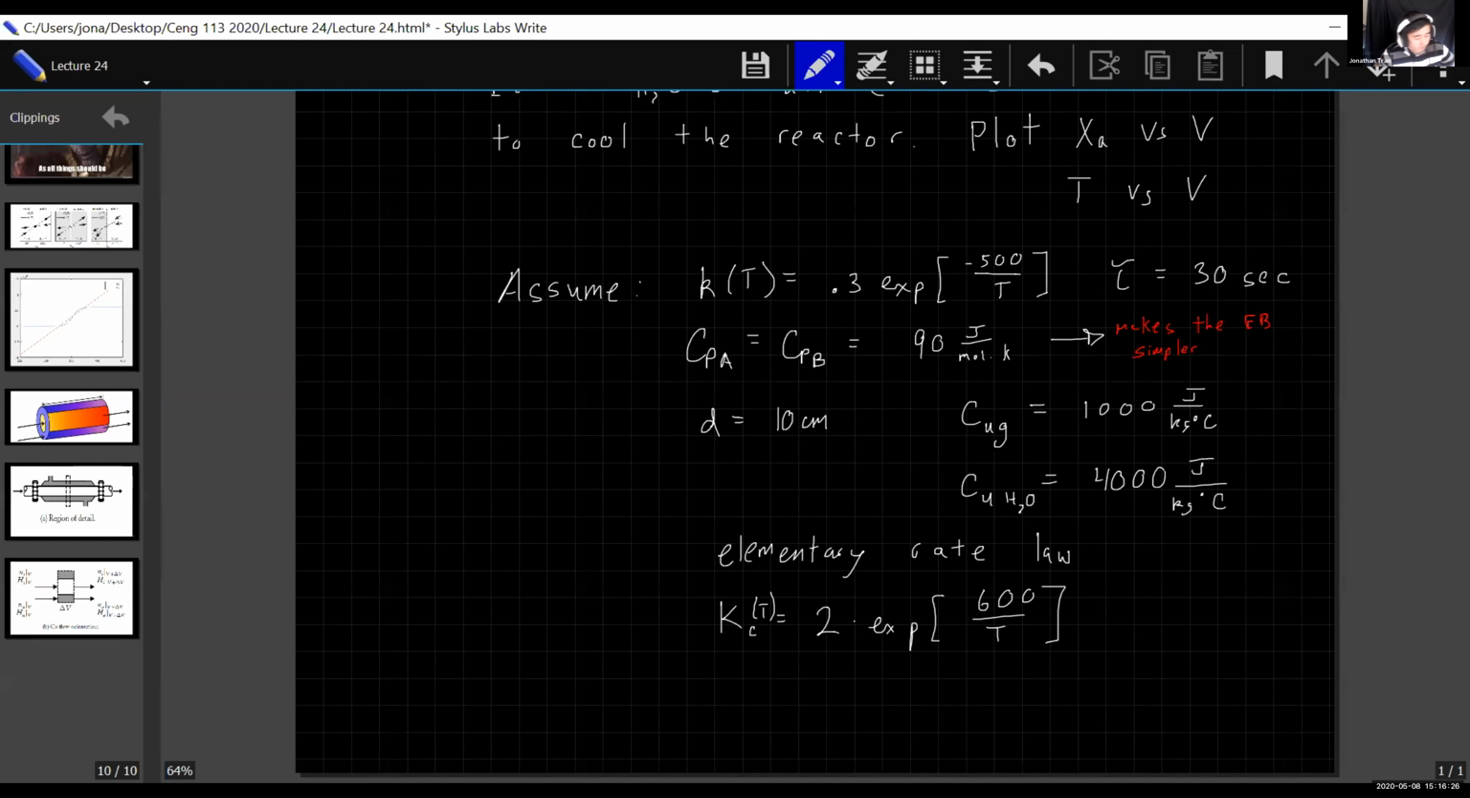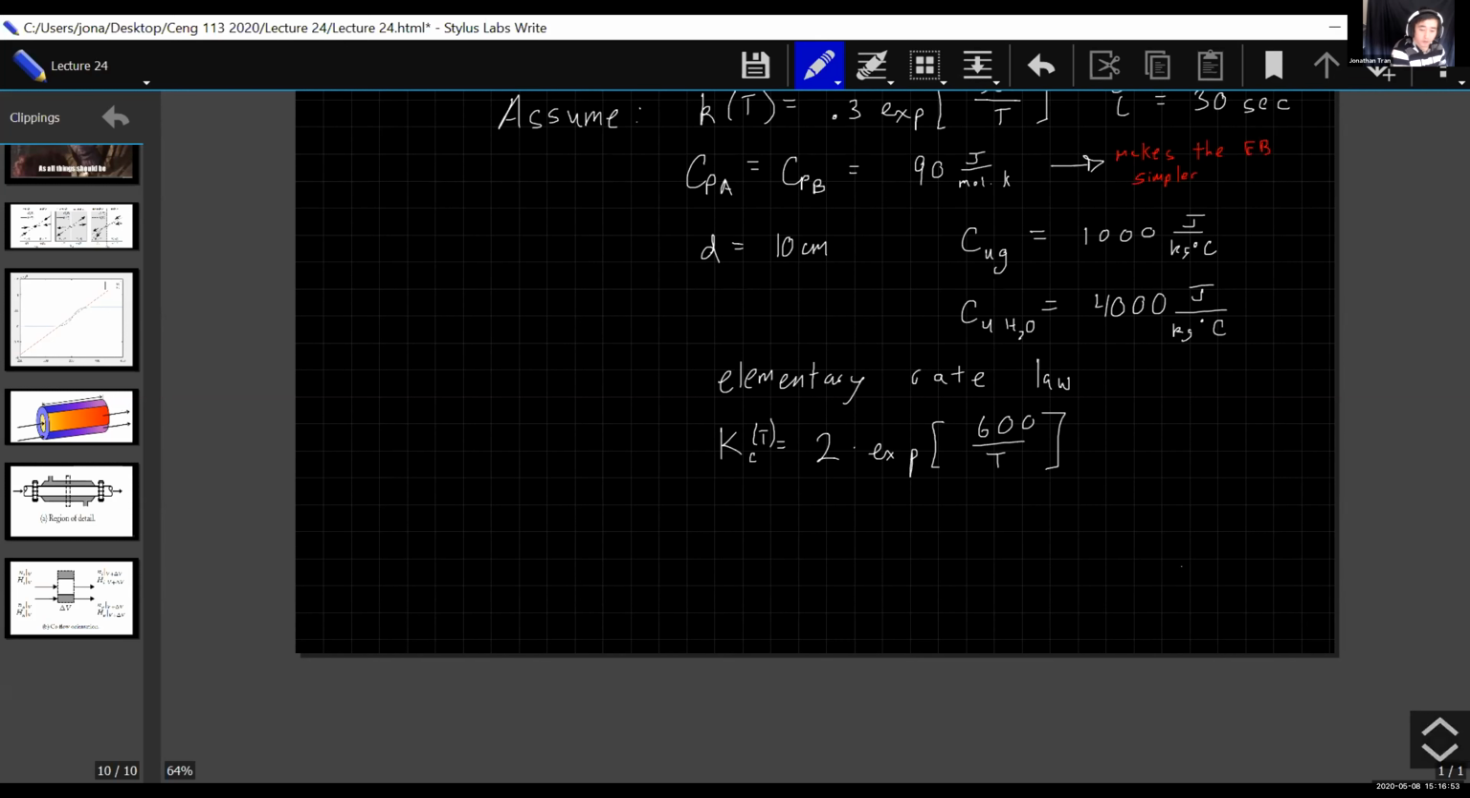You'll notice that for a lot of these expressions, the k expression and the Kc expression, I'm already giving you them in terms of T. Really, that's just to simplify the code. If you were given, say, k at one temperature, then you would simply make an adjustment to a new k at a different temperature using the Arrhenius expressions that you're familiar with.